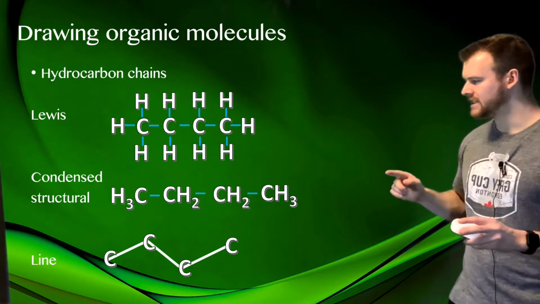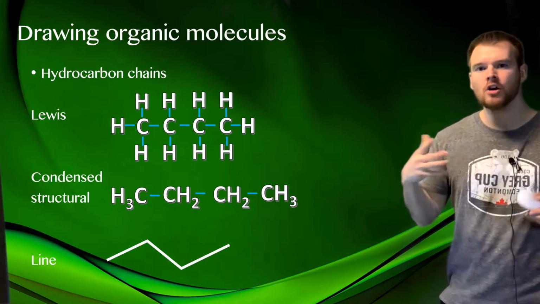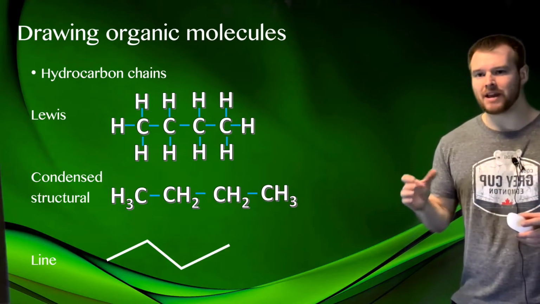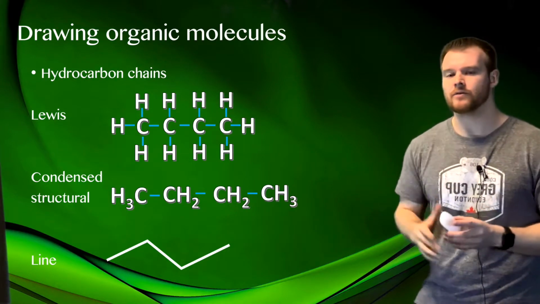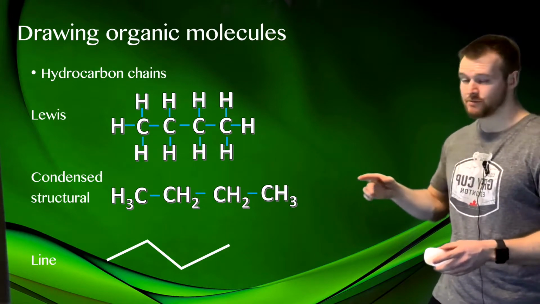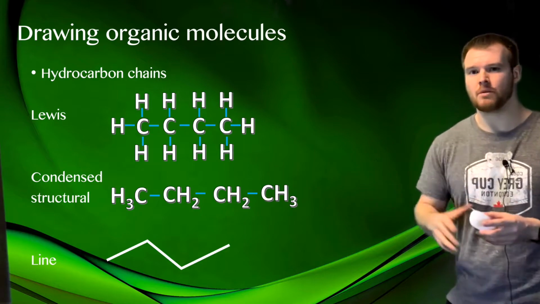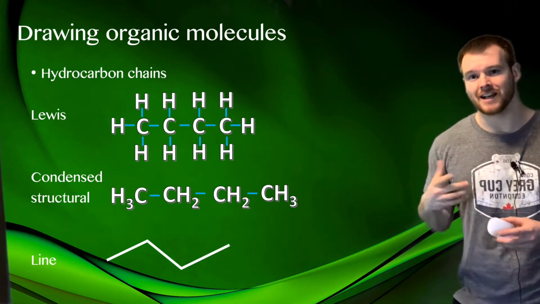So without those C's, we have to just know that any end of a line or any corner represents a carbon. Then for the H's, you just know, well, if a carbon is bonded to one other carbon, it's got 3 spots left because it has 4 bonding sites. So there's 3 H's bonded to it. If a carbon's bonded to 2 other carbons, it's got 2 spots left, so it's got 2 H's bonded to it. So we can just make that assumption and we just draw the carbons connected.